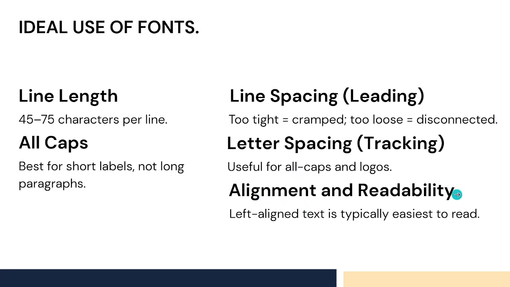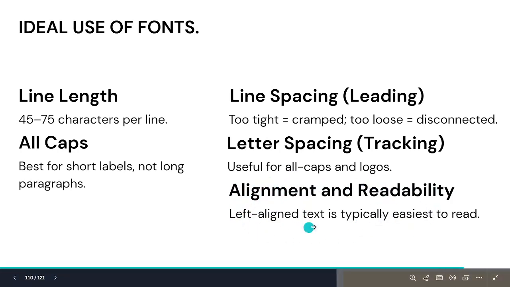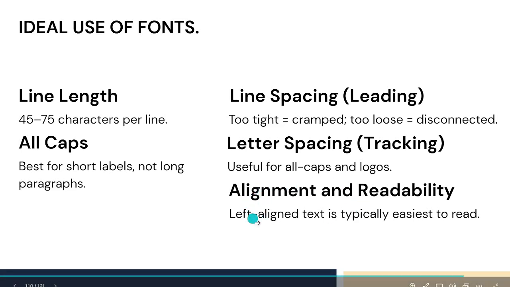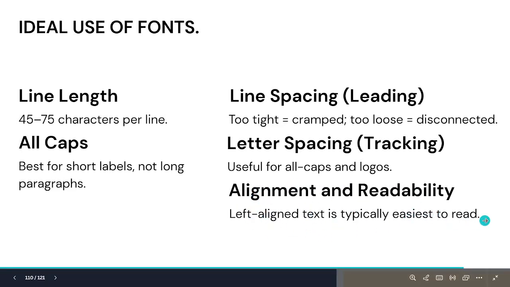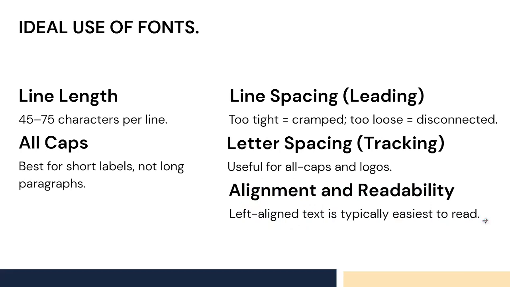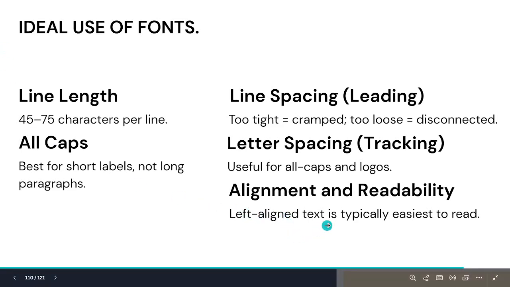And alignment and readability. When it comes to alignment in typography, it is best to use left aligned text. The reason is that left aligned text is typically the easiest to read. Like when we look at this slide, the first thing we will see is the ideal use of font, because most humans read from the left to the right, not from the right to the left. So left aligned text is typically easiest to read.